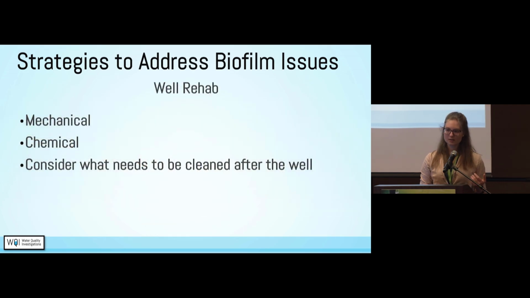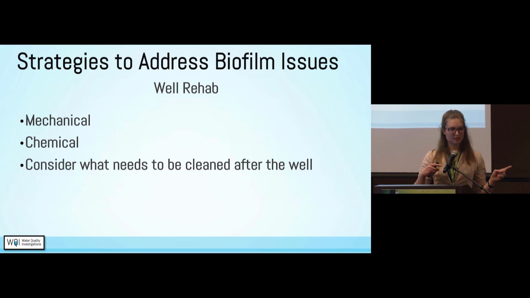Well rehabs I've touched on a little bit. We recommend a mechanical aspect that usually is with some sort of brush, and it basically goes up and down in the casing to try and remove material, followed by a chemical rehab. We like to test before we recommend well rehabs because we customize them for every place based on what we're seeing. So that's going to basically influence, are we going to use an organic acid such as citric acid? Are we going to use an inorganic acid like muriatic, also known as hydrochloric acid? What kind of chlorine dose do we need? How do we need to dose it?